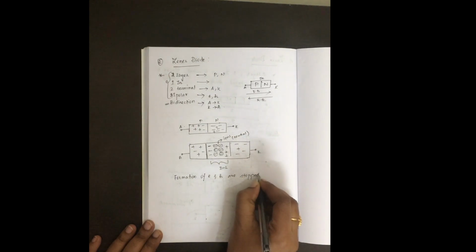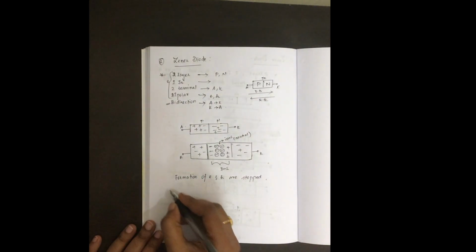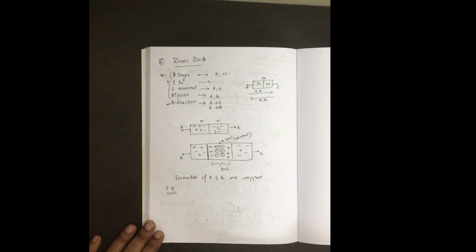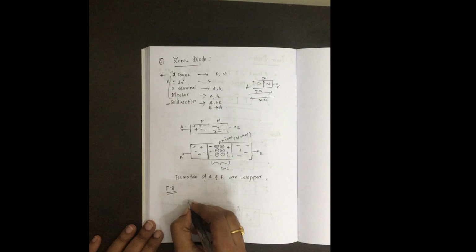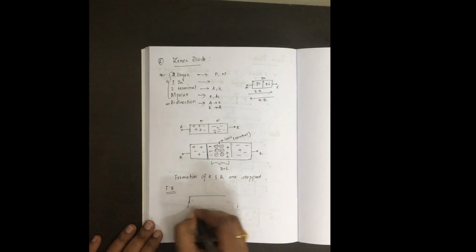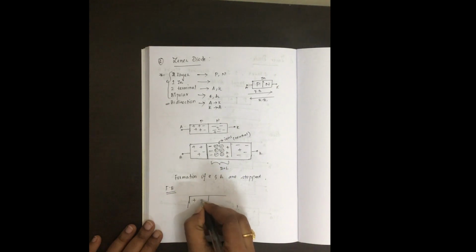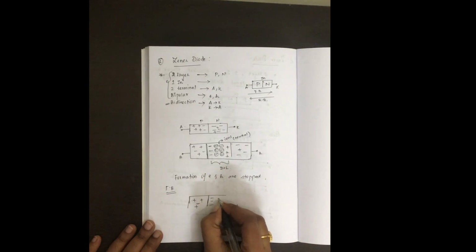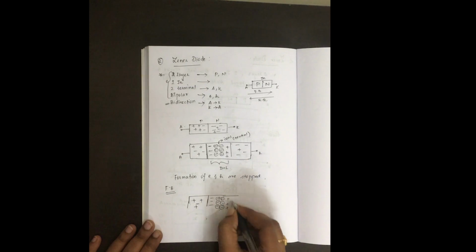Now what do we have to do for further movement? We have two ways: one is forward bias and the other is reverse bias. In forward bias, it will operate the same as a PN diode. This is the neutral ion along with electrons and holes forming the depletion layer.